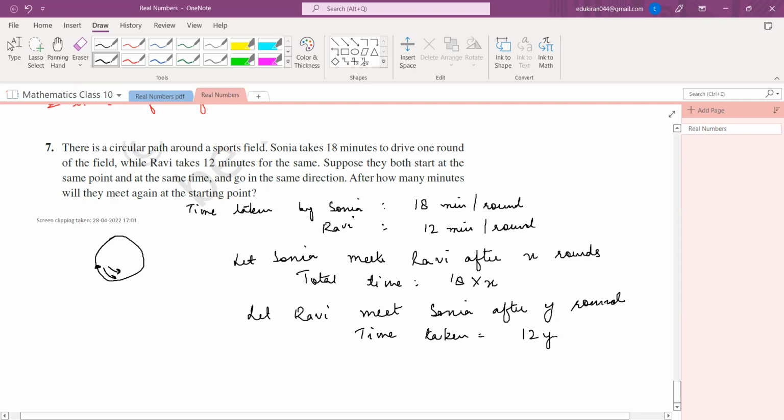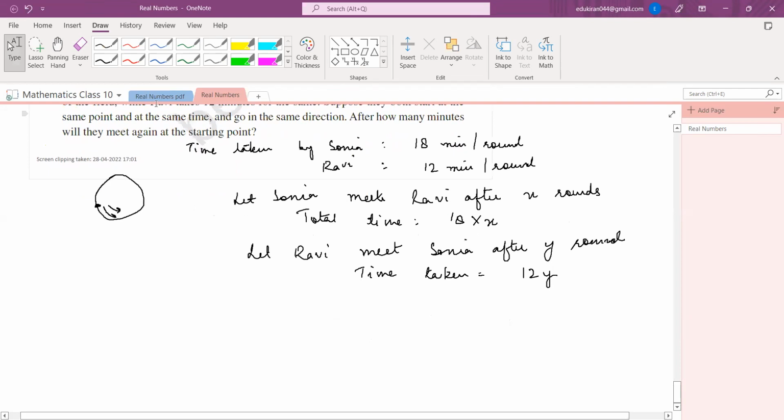Fine. Now, since we are saying they are meeting at the same point, at that particular instant this time will be equal to this time. That is why they are meeting, right? We are talking about the time at which they are meeting. So when they meet, this 18x will be equal to 12y. Is this clear? Yes. Okay.